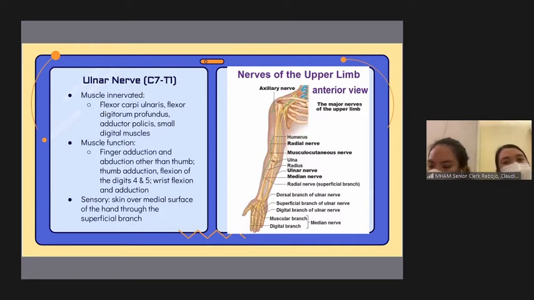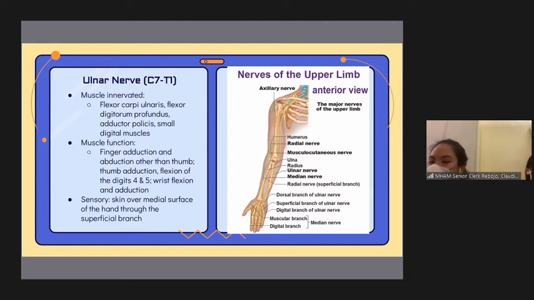So your ulnar nerve is also continuous with your superficial and deep branches. The superficial branches innervate the palmaris brevis and skin over the palmar and dorsal surface of the medial 1/3 of the hand, while your deep branches innervate the hypothenar muscles, the medial 2 lumbricals, all the interossei and adductor pollicis, and usually the deep head of the flexor pollicis brevis.